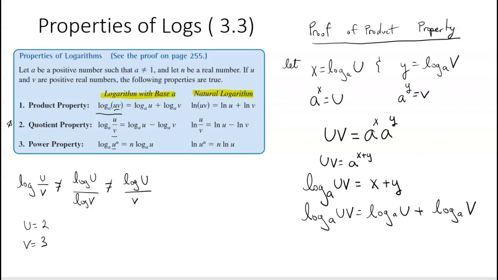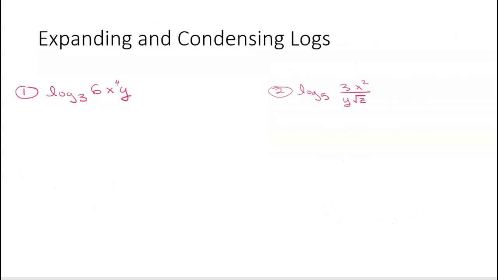Okay, so what can we do with these properties? There's two things that we can do. We can either expand or condense our logs. And this is going to help us when we start to solve equations. When we expand, essentially what we're doing is we're creating many logs. When we condense, we're trying to condense into a single log. So what we're going to focus on first is expanding. We're going to do two examples of expanding.